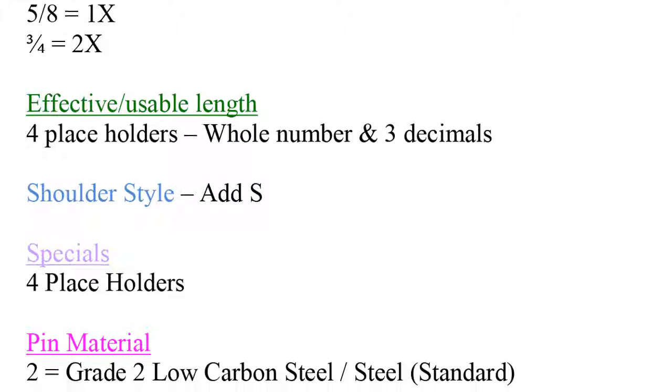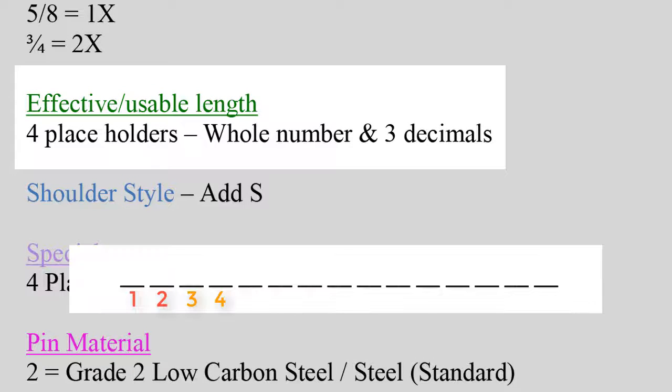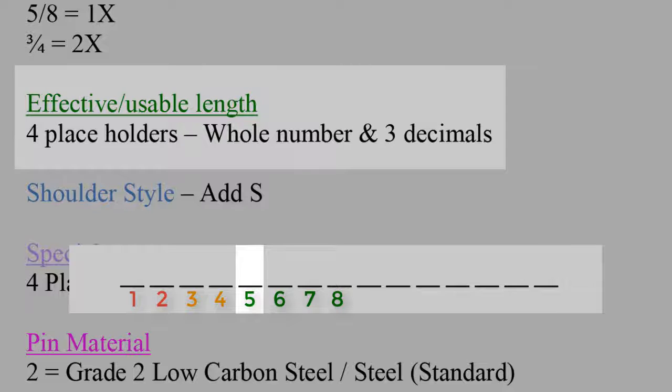Next we move on to the green section called the effective, usable, or grip length. There are 4 places allocated to this attribute located in spaces number 5, 6, 7, and 8 of the part code. The first digit is a whole number in space number 5. Imagine as if there is a period right after the first whole number. Spaces number 6, 7, and 8 are saved for any decimal spaces.